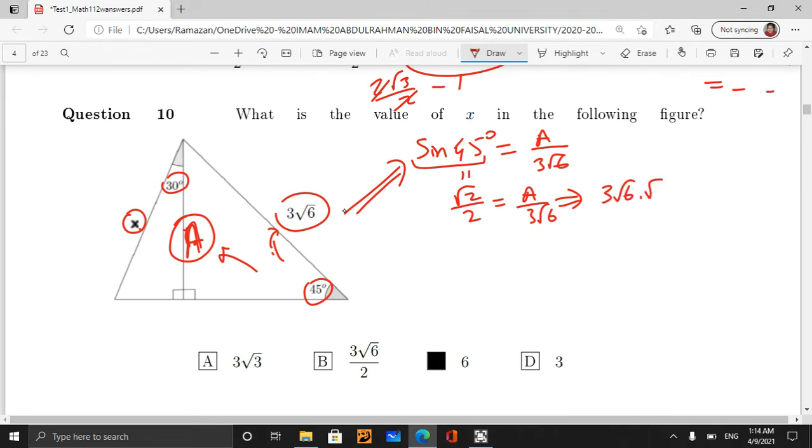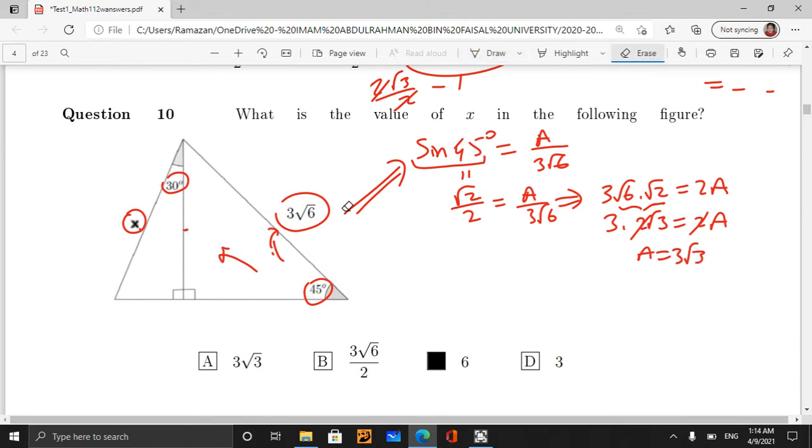3 square root 6 and square root 2, and this is 2a. Then when you try to do it, the square root 12 will be 2 square root 3 after the simplification. We end up with A has to be 3 square root 3.